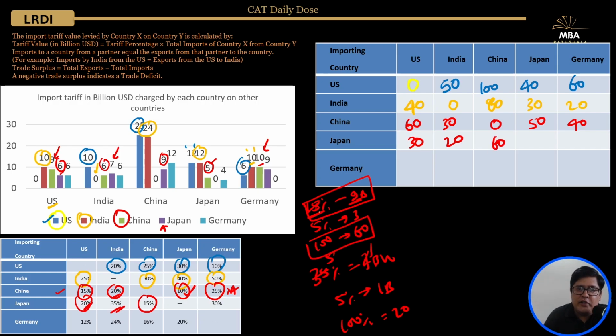Let me recheck the calculation. 5%, 3 billion, 20. That is correct. Yes. Now, how much does Japan charge itself? 0. How much are they charging Germany? Germany, they are charging 9 billion. So 30% is equal to 9 billion. 10% is equal to 3 billion. 100% is equal to 30 billion. Now, the last country remaining is Germany. Once we are done with that, we'll move towards answers.